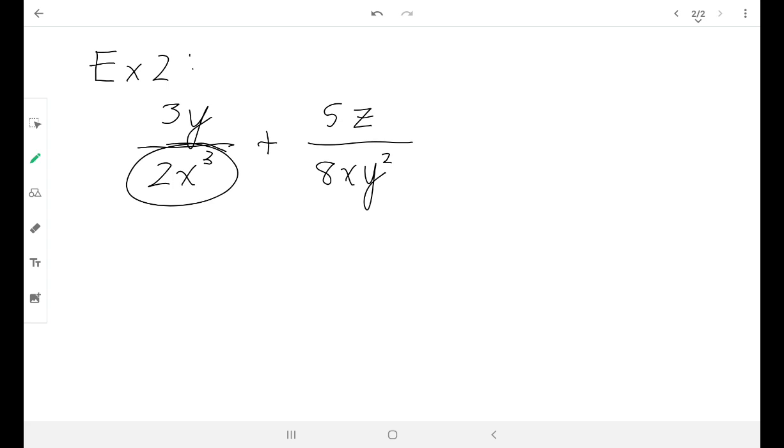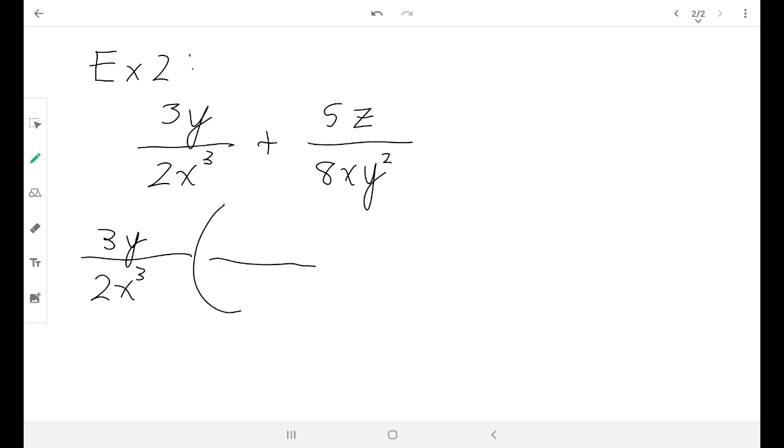Okay, this is not the same as this. They do have a few things in common, but they're not exactly the same. So what we're going to need to do is find the things that are the same and multiply in the things that are not the same, okay? So, for example, in this first one, if I look at this 2x cubed and I say, okay, what's in the second denominator that I'm missing? And so you always have to make things bigger. You can never really make things smaller.